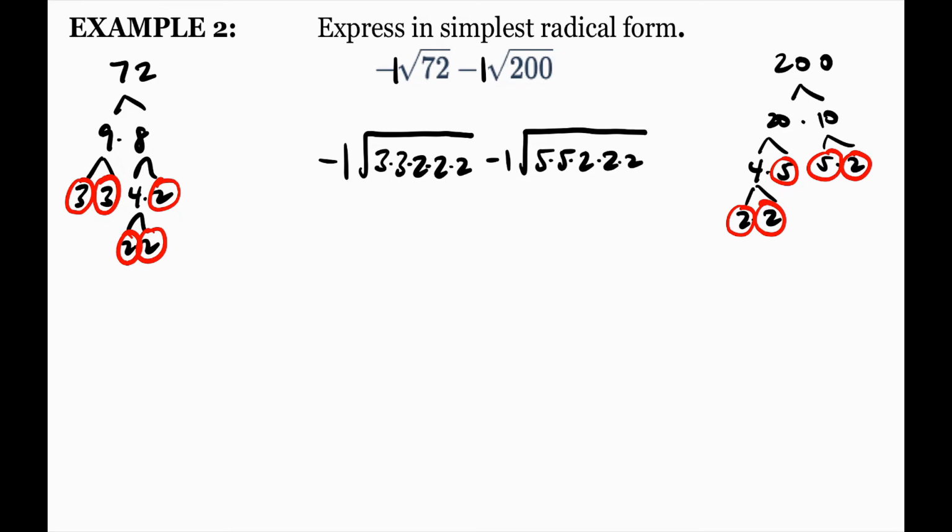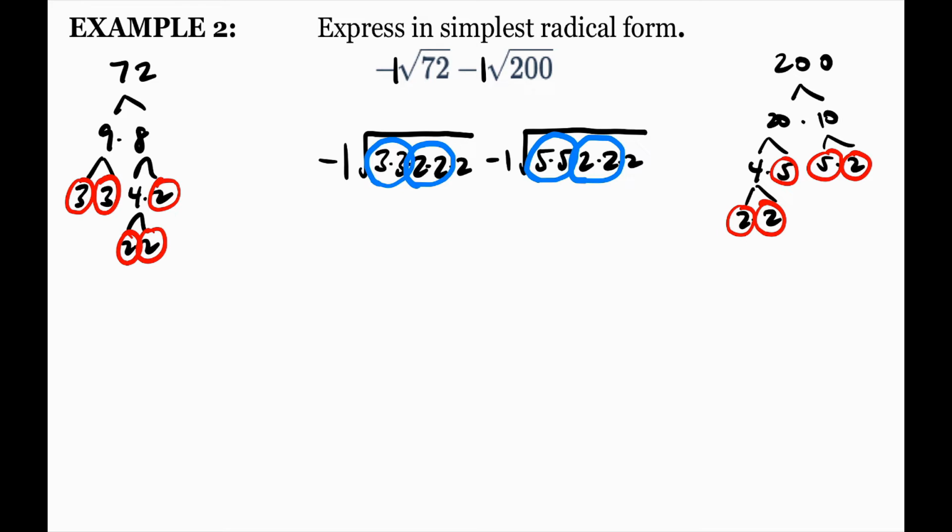Okay, so once we broke it down, let's go back in and circle pairs. I got a pair of 3s over here. I got a pair of 2s over here. Then over here, I got a pair of 5s and I got a pair of 2s. Both of them have 2s left over. Okay.